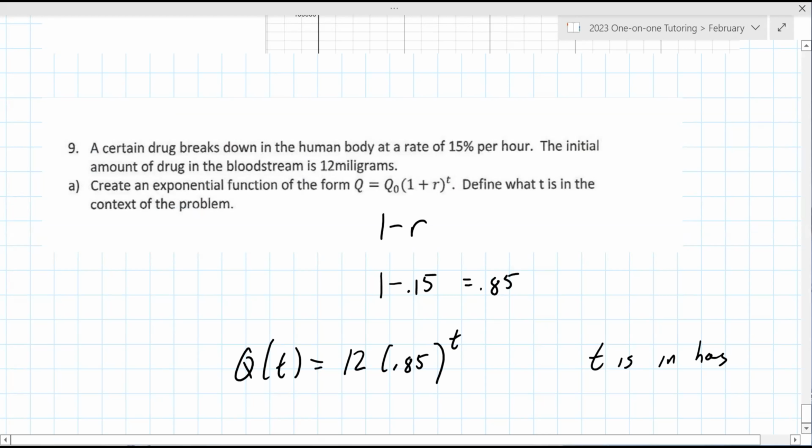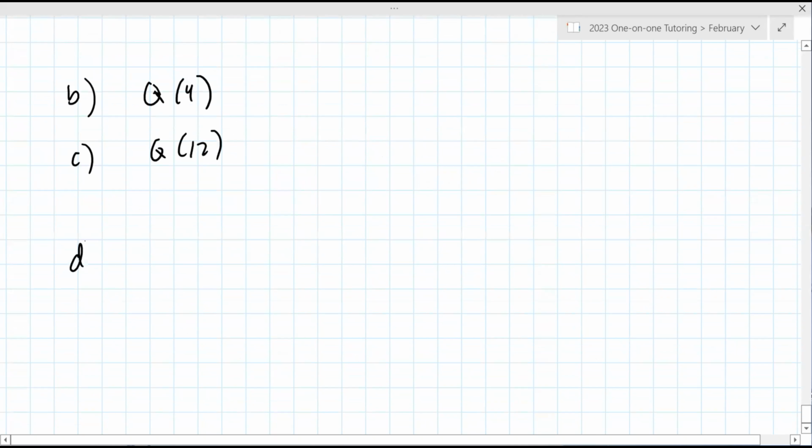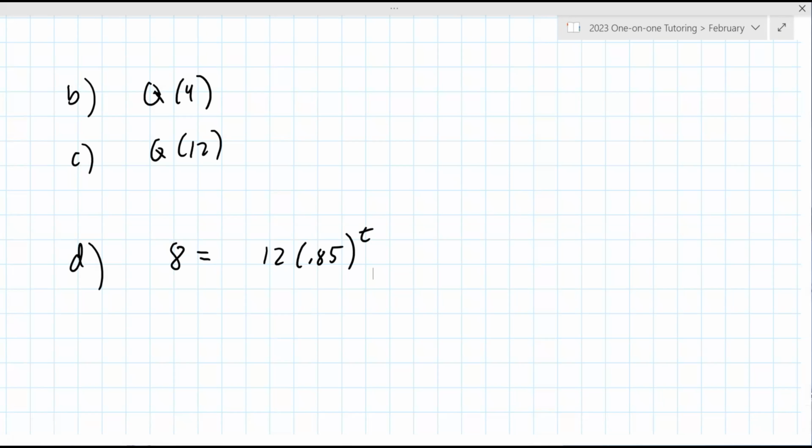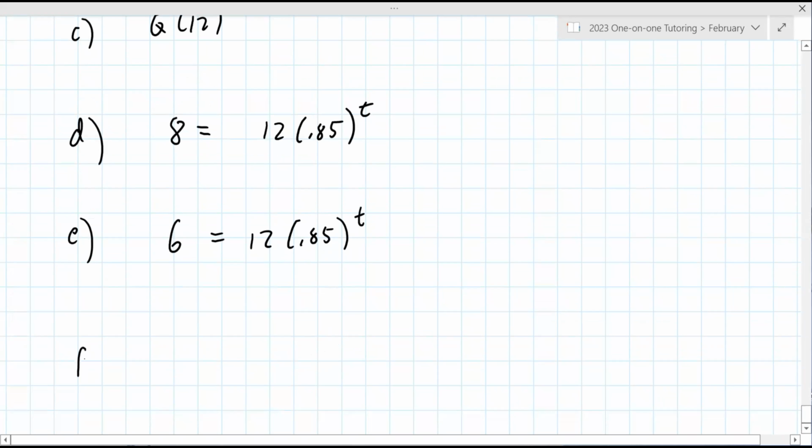So let me quickly go through B. B is to find Q of 4. C is to find Q of 12. D is to solve 8 equals 12 times 0.85 to the power of T. So you can use the calculator for that. And then for E, half is 6. You can use the calculator for that. F, so this is maybe the hardest one. Let me really quickly do F on the other screen so you can see that.